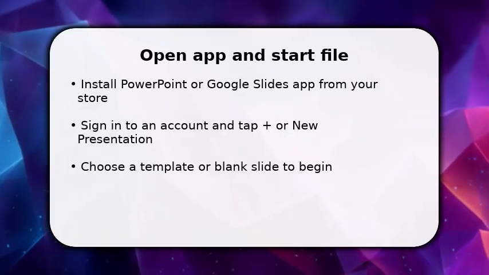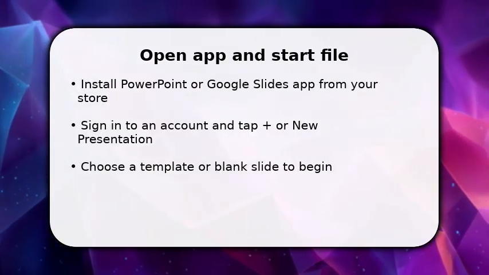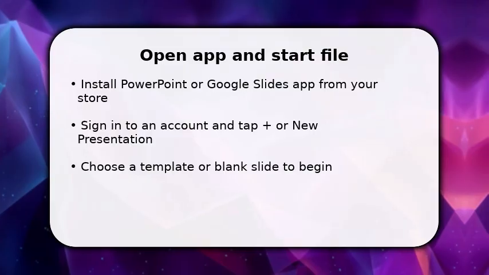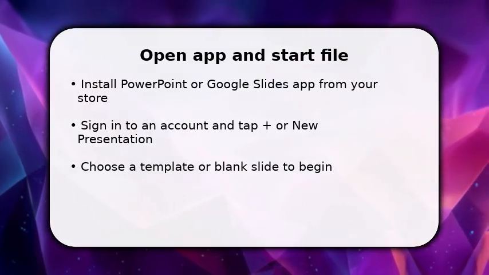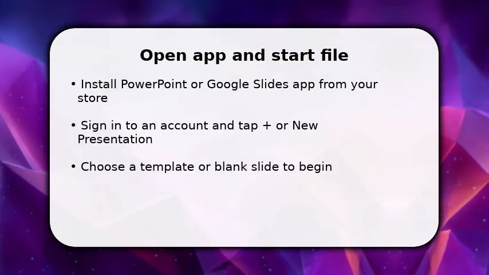You begin by opening the mobile PowerPoint app and creating a new file. This is where your structure lives. Tap the plus or new presentation and pick a template if you want consistent design. Once done, name the file so you can find it later and set orientation if needed.